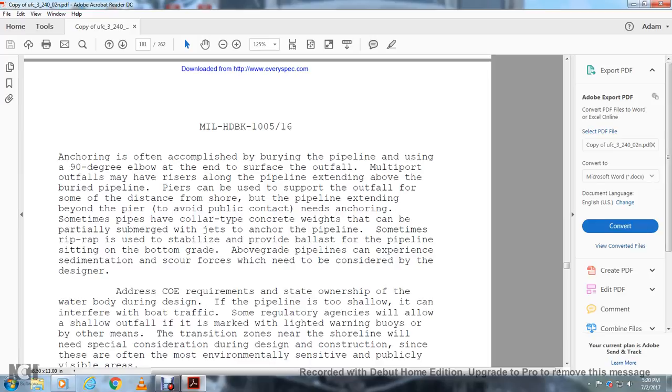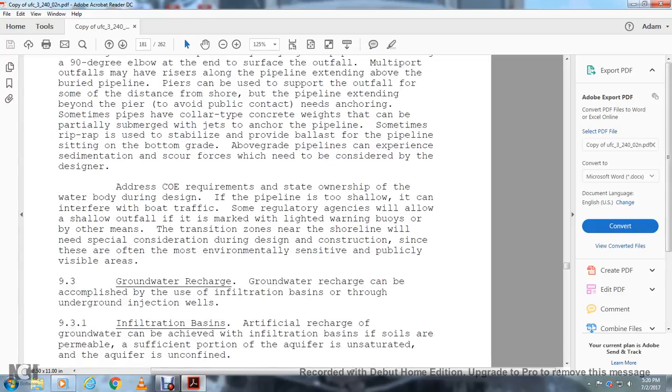Sometimes the pipes have collar-type concrete weights that can be partially submerged with jets to anchor the pipeline. Sometimes riprap is used as a stabilizer, providing a base for the pipeline sitting on the bottom grade or above the grade. Pipelines can experience sedimentation and scour first, which needs to be considered by the designer.